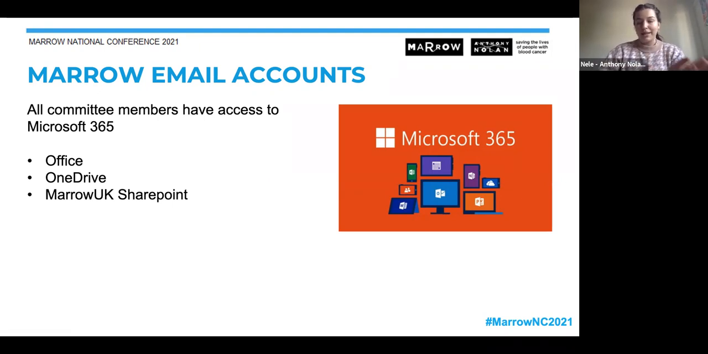So that should be like name@ukmaro.org. If you haven't received that, just get in touch with us. Drop the maro@anthonynolan.org email a message and we can get that sorted for you. But if you filled out your committee contacts, then you should have one of those.